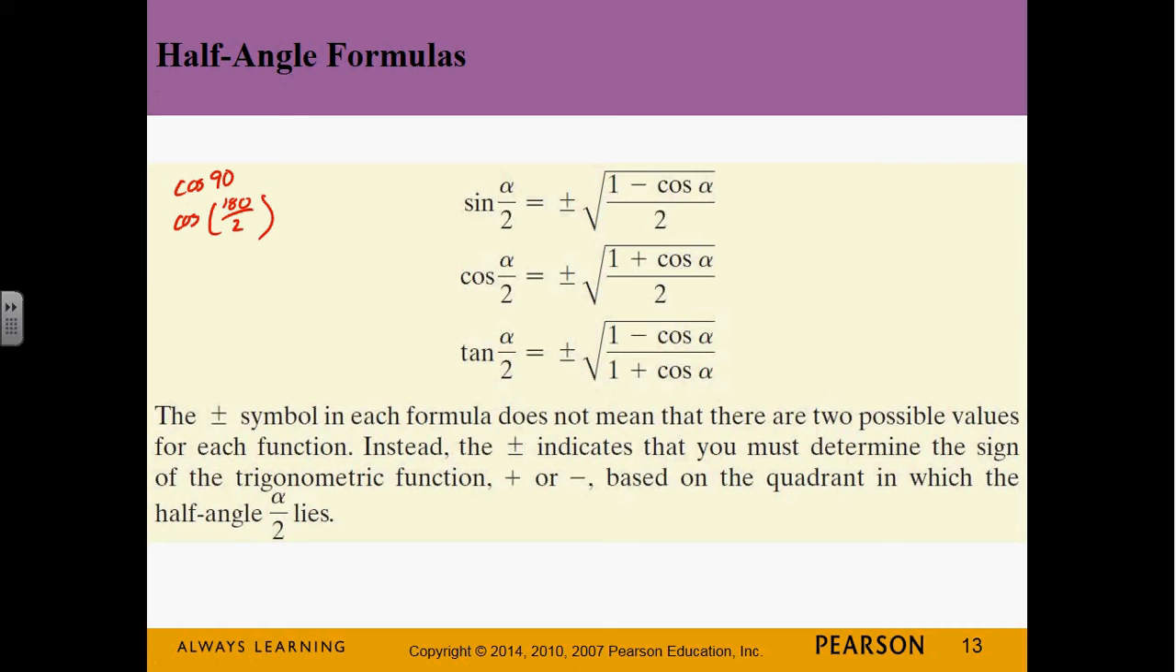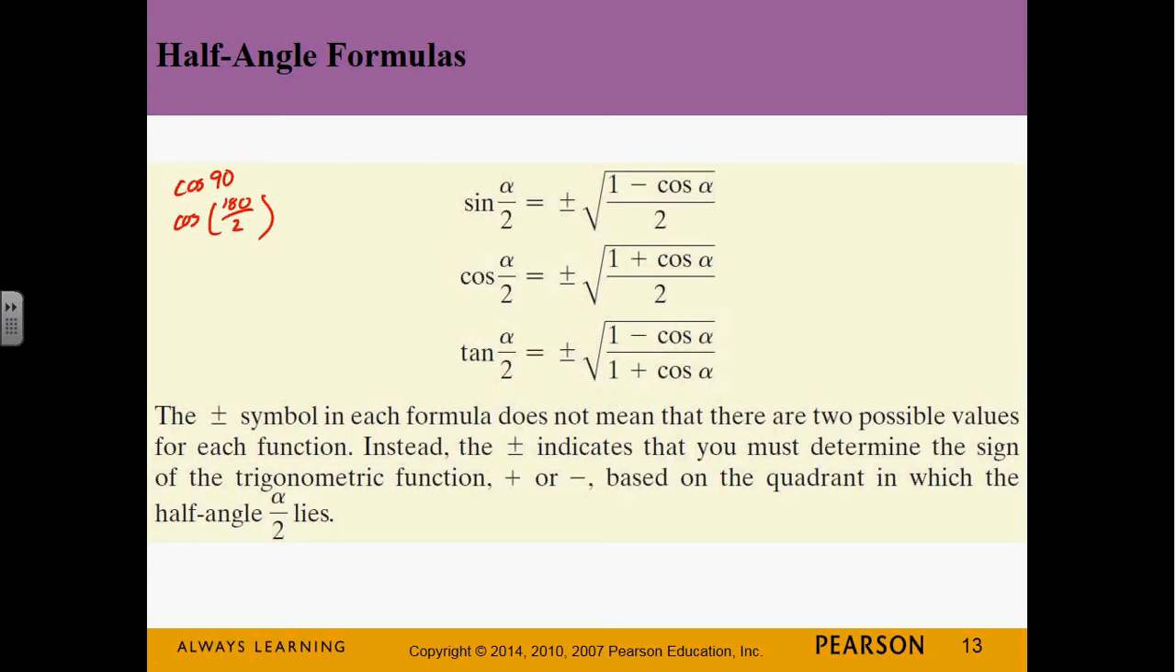Okay? So notice that sine alpha over 2 is 1 minus cosine alpha, cosine alpha over 2 is 1 plus cosine alpha, and then tangent is 1 minus over 1 plus. Notice that these mirror your power reducing formulas very similarly, right? 1 minus cosine is sine, 1 plus cosine is cosine, and 1 minus cosine over 1 plus cosine is tangent. So they have a lot of similarities, and it's because they're derived from each other. So remember, you don't have to memorize them, but it is good to have it in your brain what they are.